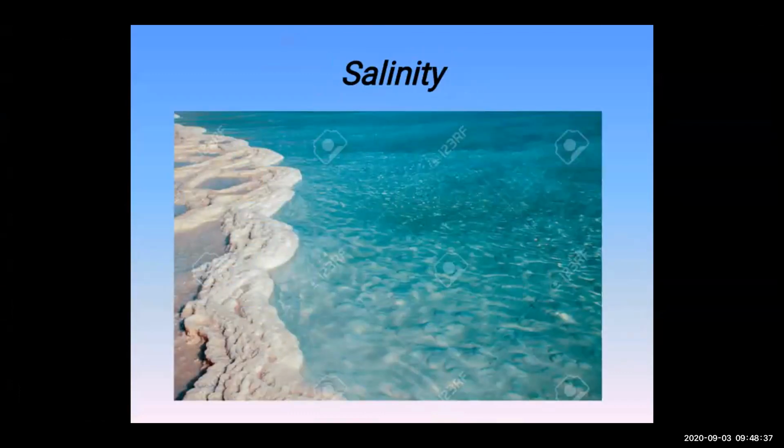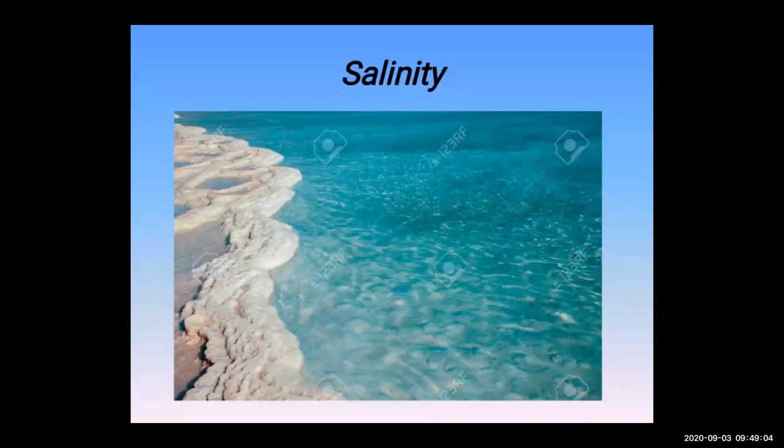Yes, salinity. Yesterday we learned a brief introduction of salinity. Now let's continue with the second major property of seawater, that was salinity. Now in detail with geographical explanation we are going to learn about salinity. Salinity, what is salinity? In simple words we will understand that.